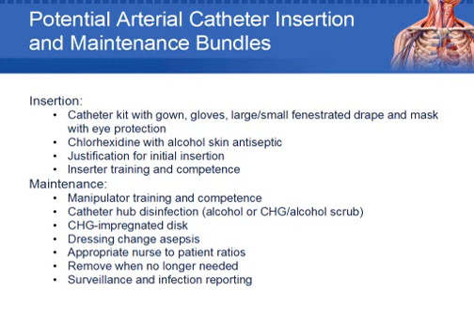With maintenance, making sure the manipulator has training and is competent, catheter hub disinfection, whether that be the stopcock, the diaphragm, or a hub, using either alcohol or chlorhexidine with alcohol, use of the chlorhexidine impregnated sponge disc around the insertion site to keep that bioburden low and prevent organisms from either getting into the tract, causing either early or late infections, ensuring that during dressing changes you have appropriate aseptic technique being applied, having an appropriate nurse to patient ratios, removing that catheter when it's no longer necessary, and then advancing our surveillance and infection reporting to consider arterial catheters as a potential site of infection rather than just the venous catheters.